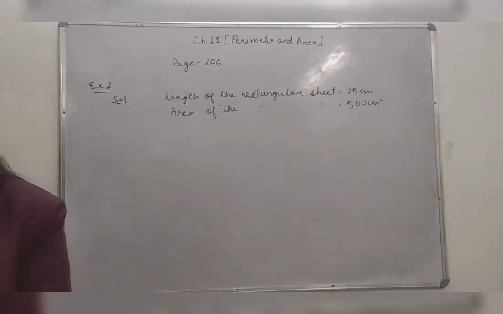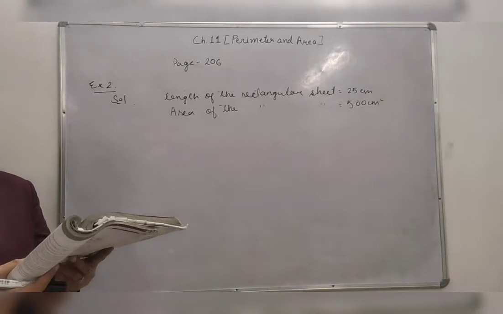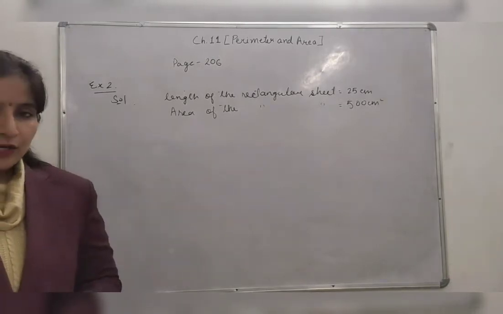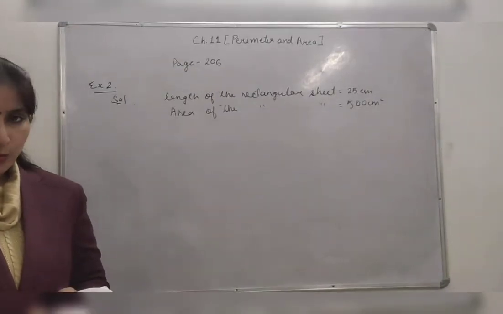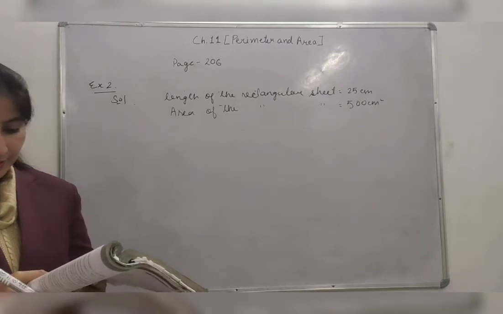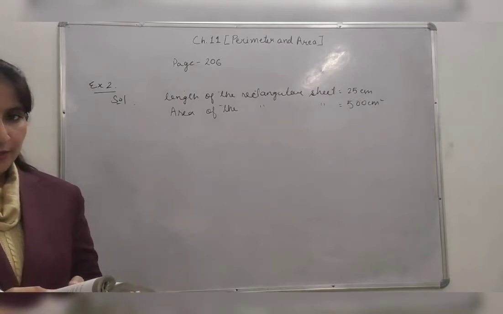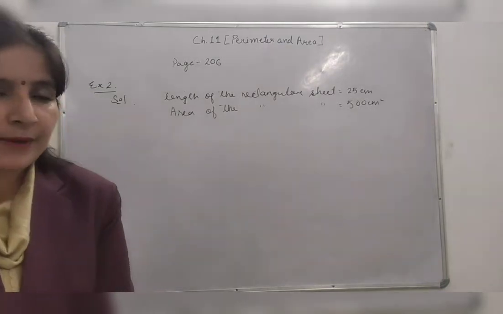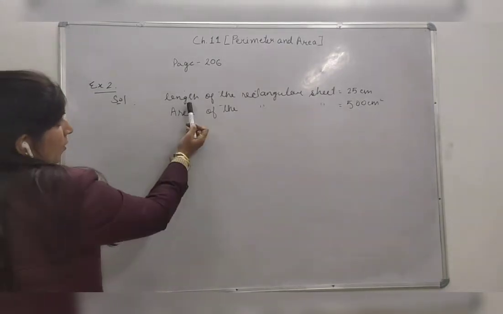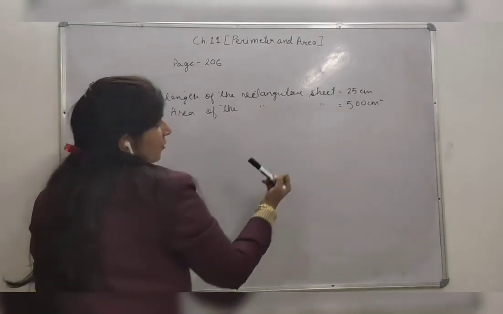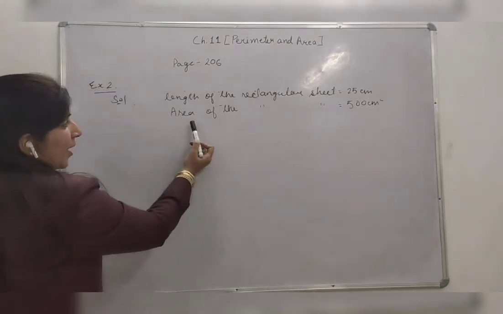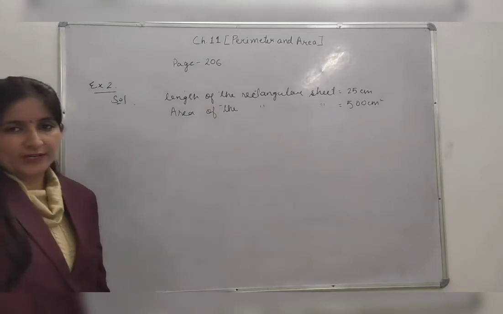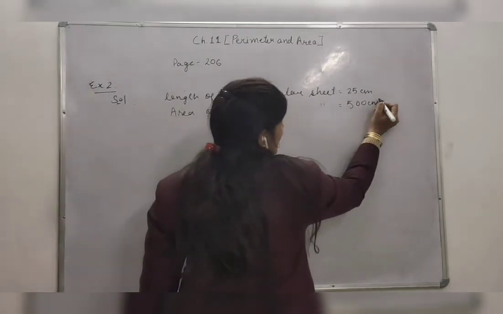Now in example 2, students, it is given that there is a rectangular sheet whose area is given to us and the length is also given of the same sheet. Now we need to find out the width. Width and breadth are one and the same thing. The length of the rectangular sheet given to us is 25 centimeter. Area of the rectangular sheet is 500 centimeter square. Now how can we find out the width?